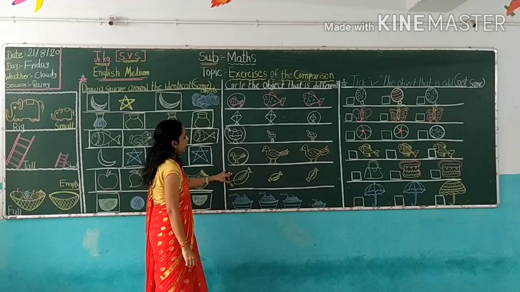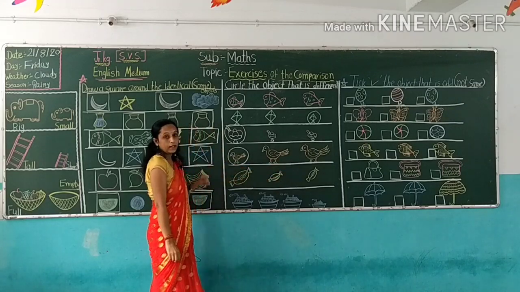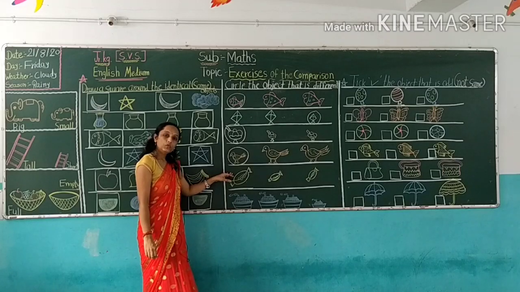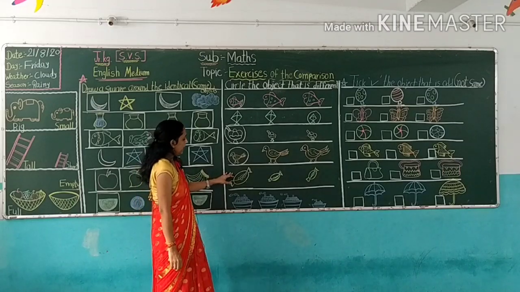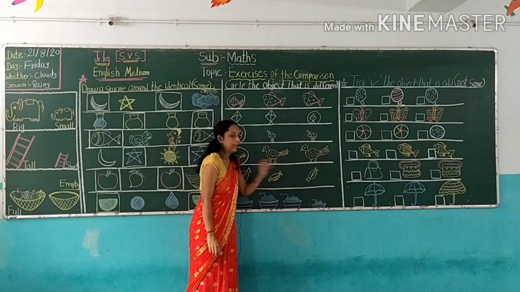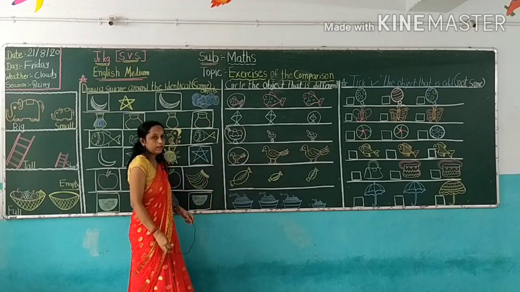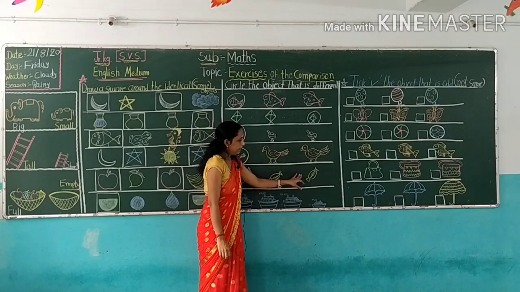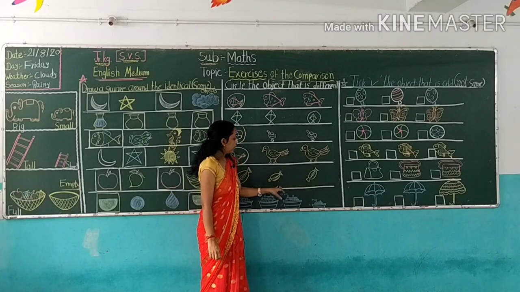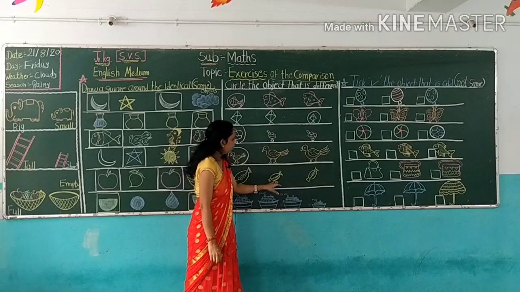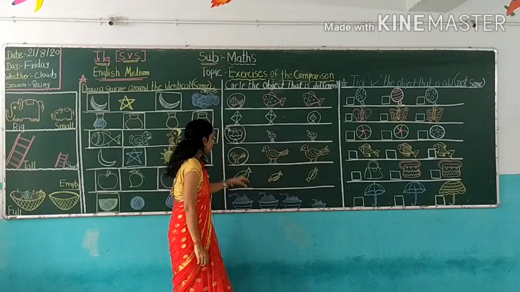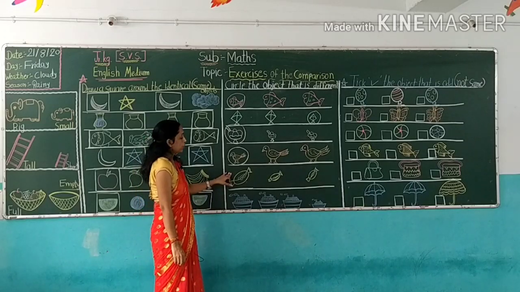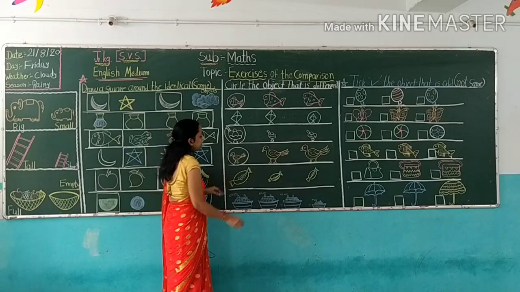And what are these? These are chocolates. How many chocolates? 1, 2 and 3. So student, tell me, which chocolate is different? This? No. This? No. Why? These both are same. ये दोनों सेम है चॉकलेट, पर इसमें कौन सी चॉकलेट डिफरेंट है? Tell me. This. Yes, this chocolate is different.